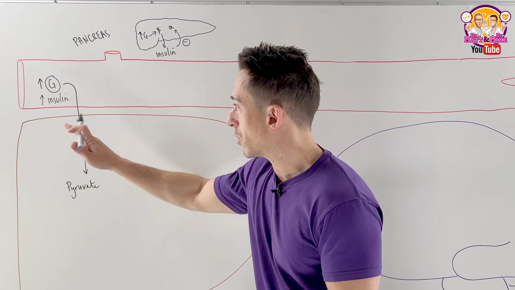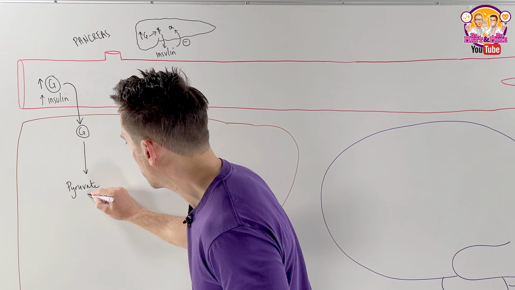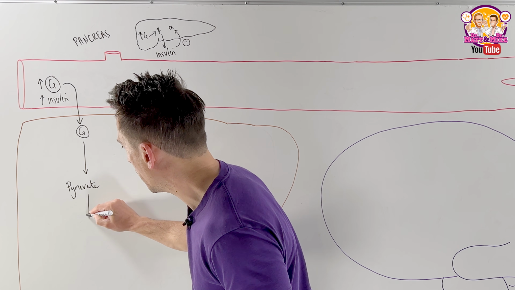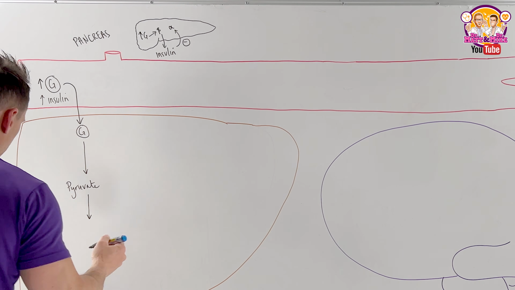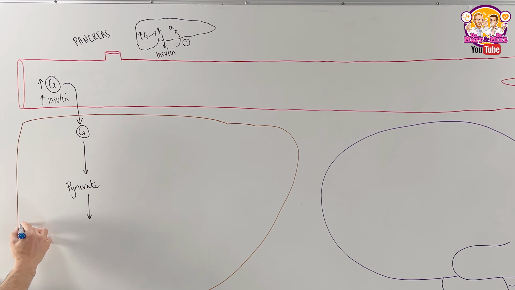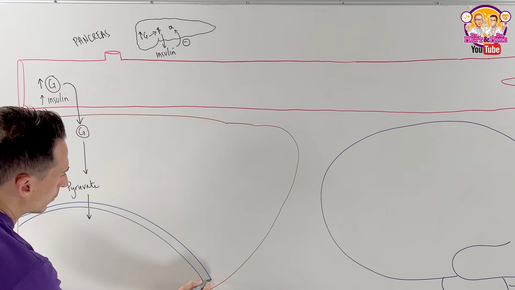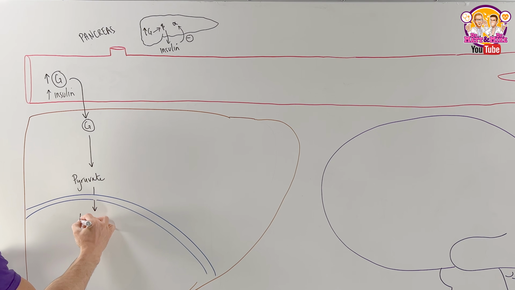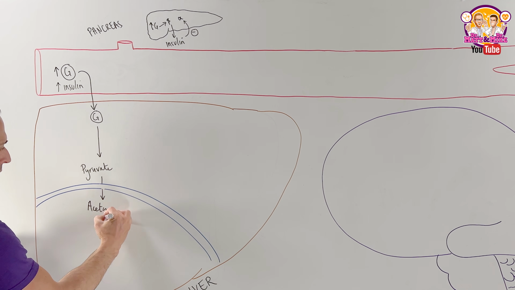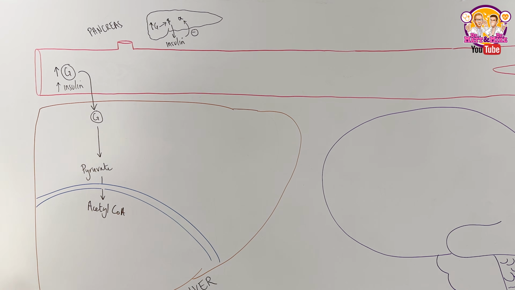Now what insulin can also do is it stimulates pyruvate to enter the mitochondria. So what I might do is I'm going to draw up the mitochondria by drawing up that double membrane that it is. There we go. There's the double membrane of the mitochondria. Pyruvate will enter the mitochondria and it will turn into something called acetyl-CoA. Acetyl-CoA is the very first step in the Krebs cycle.